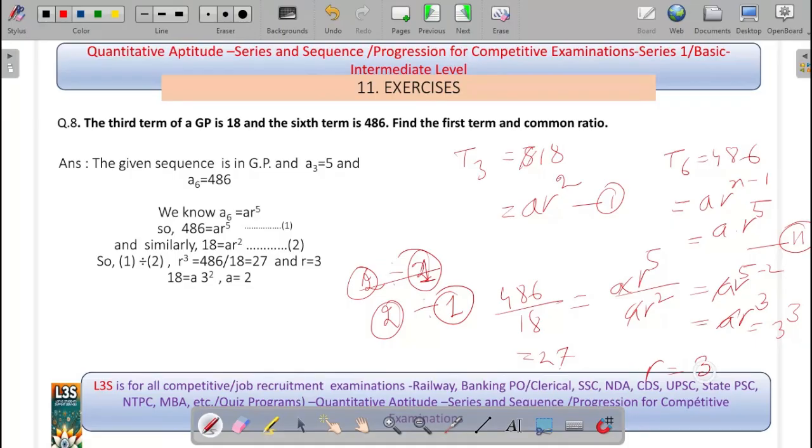So if R is equal to 3, we can put it in equation 1, then we'll get A. 18 equal to A into R square. R square means 3 square, 9 into A. So A is equal to 18 by 9 equal to 2. So we got A equal to 2 and R equal to 3. This will be our answer.